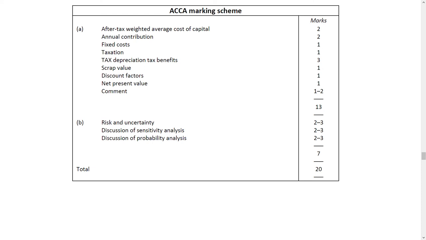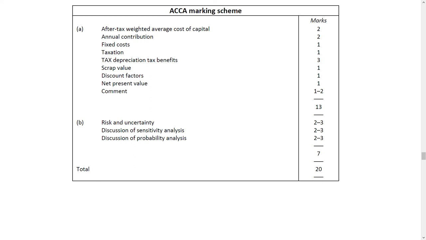Tax, usually everything is for 1 mark, but wherever more working is there, it's 2 or 3 marks. That is the rule. So tax depreciation, tax benefit is 3 marks because working is required. You have to know how to calculate this. Scrap value is just 1 mark. Discount factor, 1 mark. Net present value, 1 mark. All this will be 1 mark only. Look at the comment that you make, 1 to 2 marks. Section B, risk and uncertainty, 2 to 3 marks.